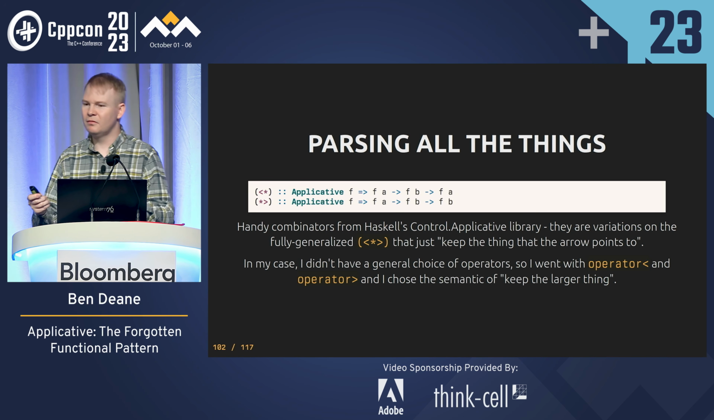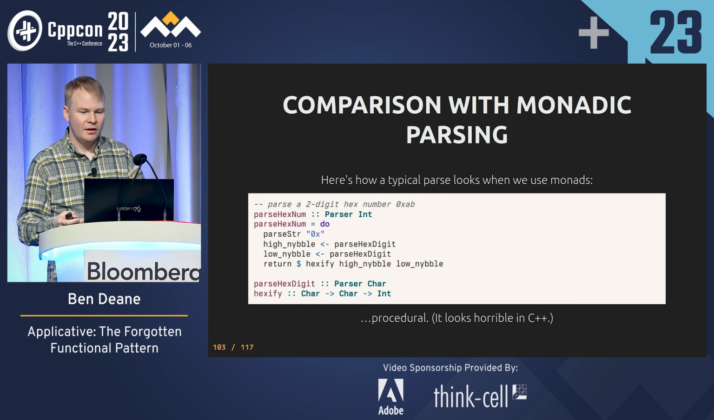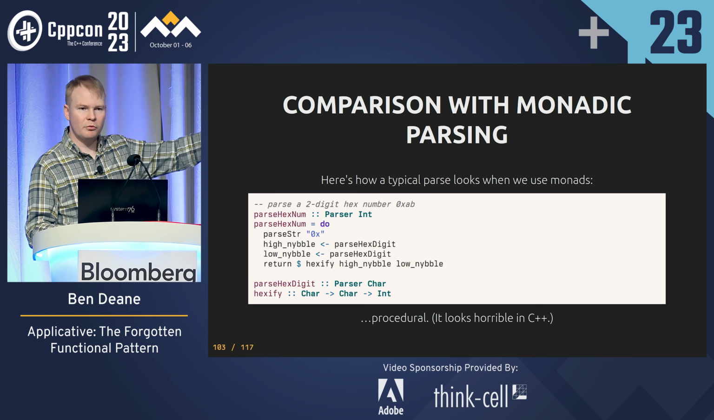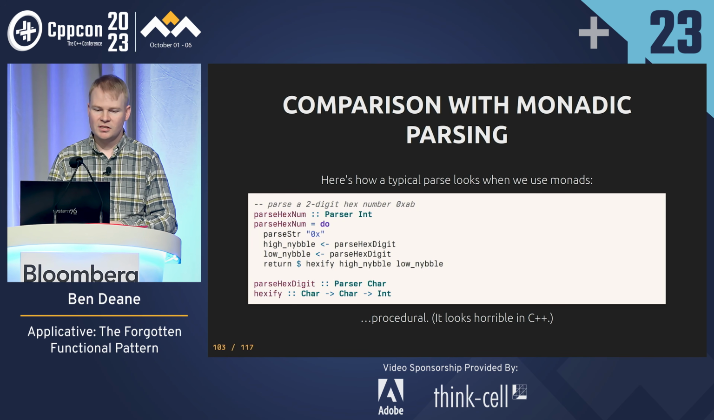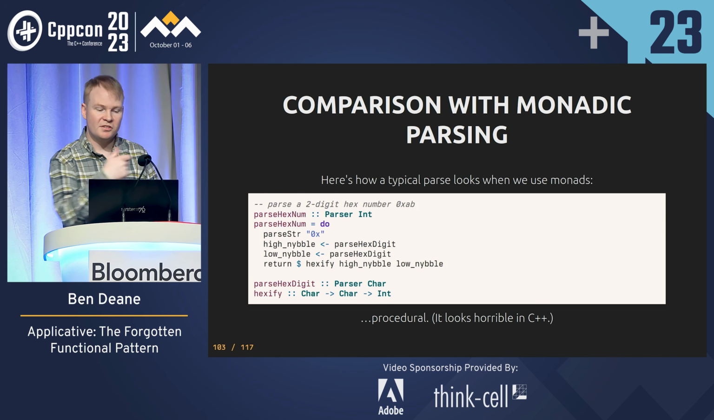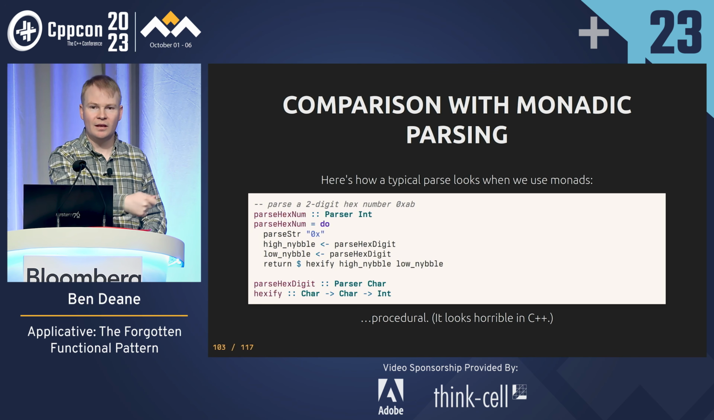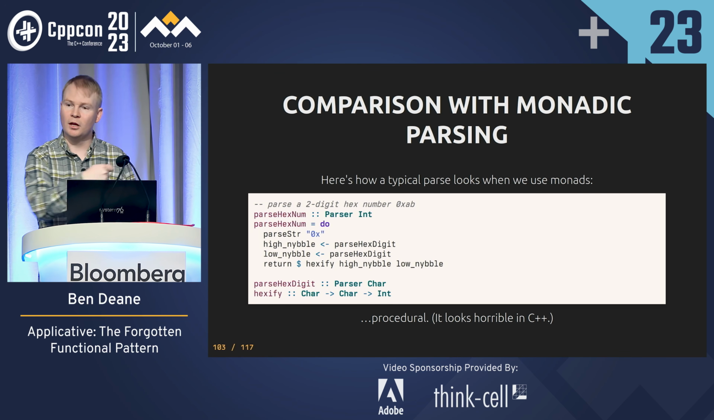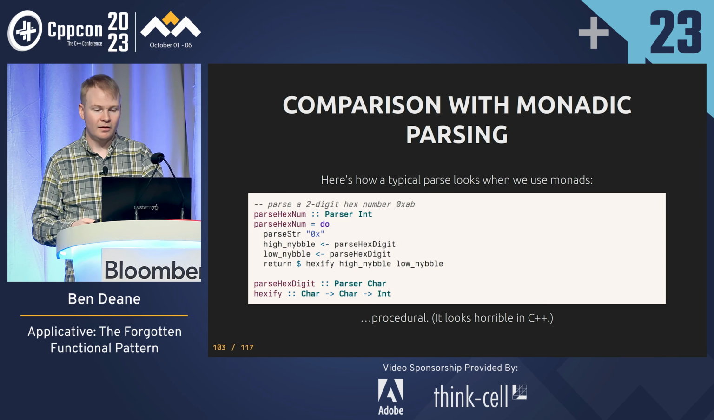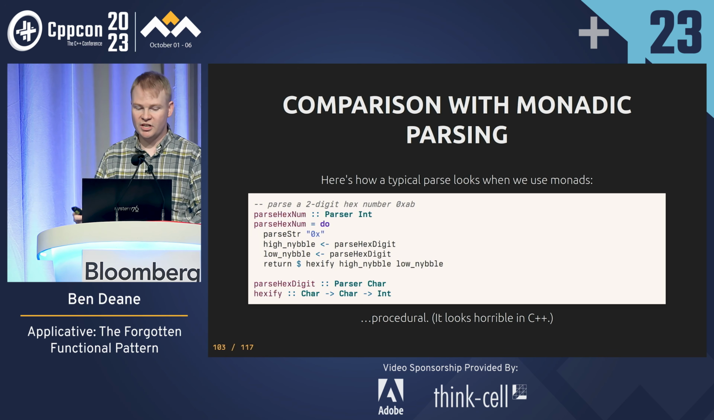So now to contrast what it looks like with a monadic approach versus an applicative approach. When we parse using a monadic approach, we have this characteristic procedural type of thing happening. So if we're parsing, in this case, a two-digit hex number, we're going to parse the 0x, then we're going to parse the first digit and call that the high nibble, then we're going to parse the second digit and call that the low nibble, then we're going to put those together with a hexify function, right? And what we've got is a parser for two-digit hex numbers.